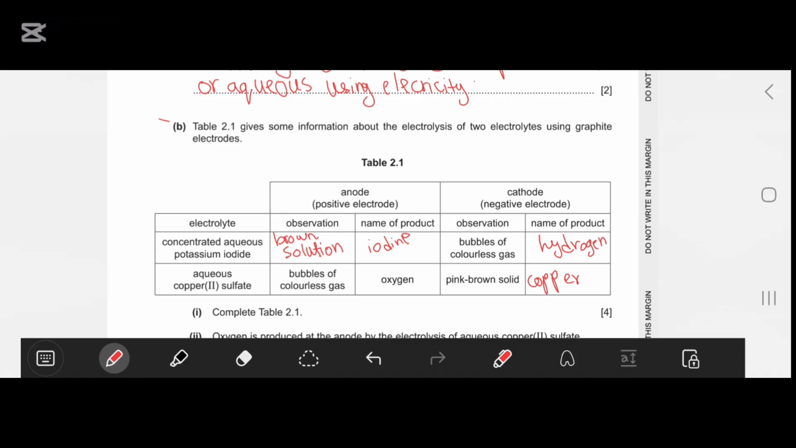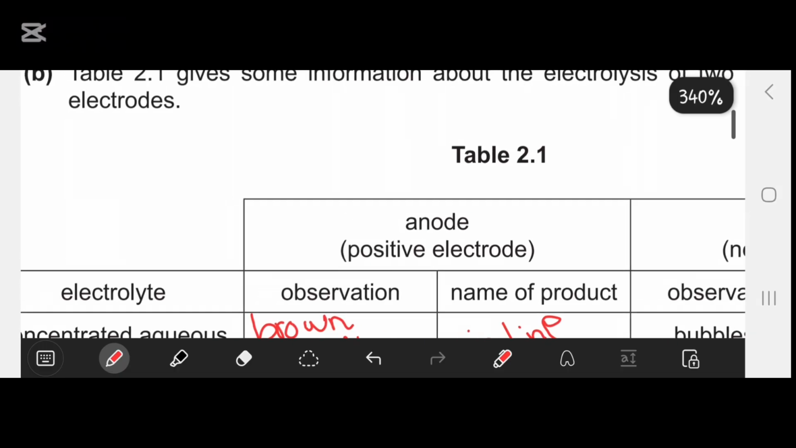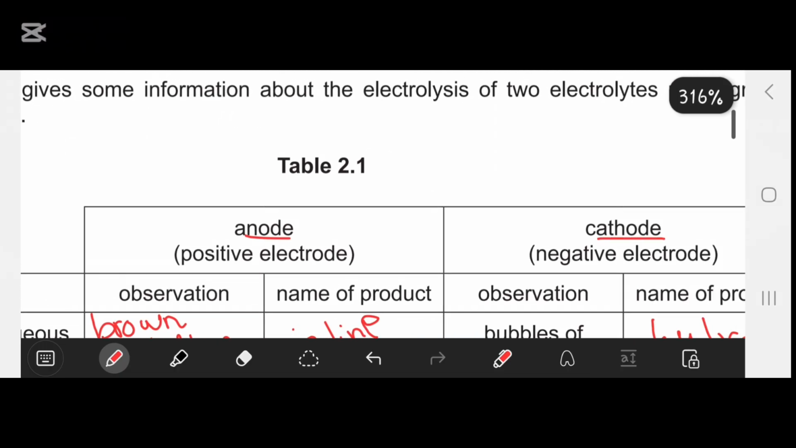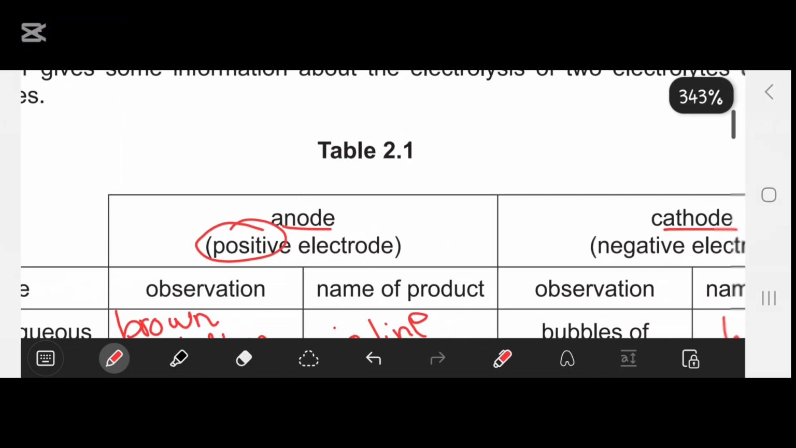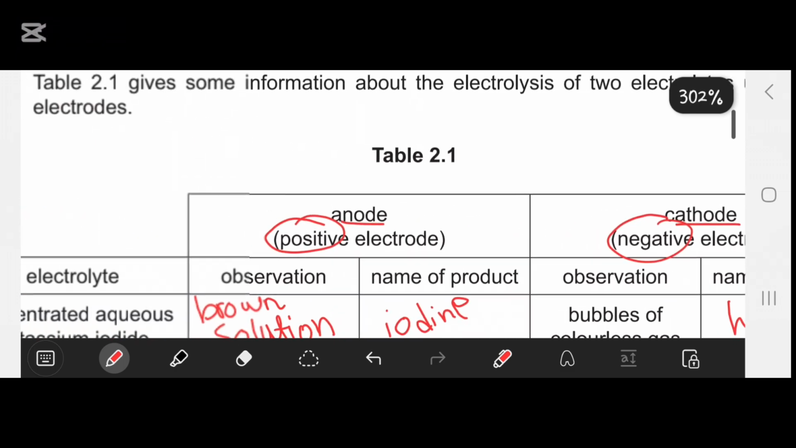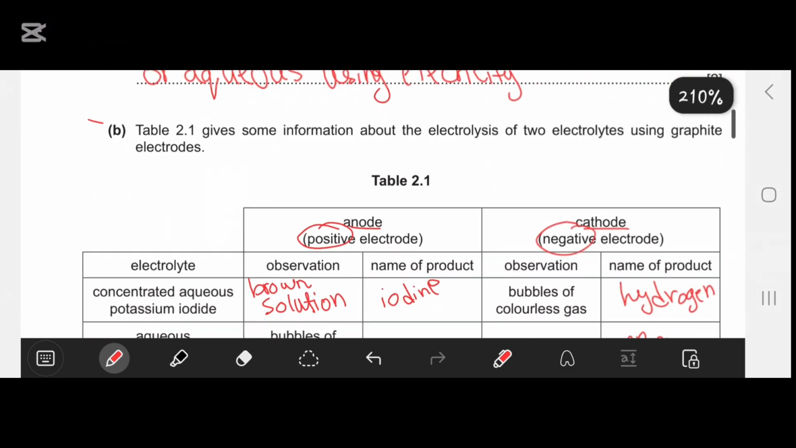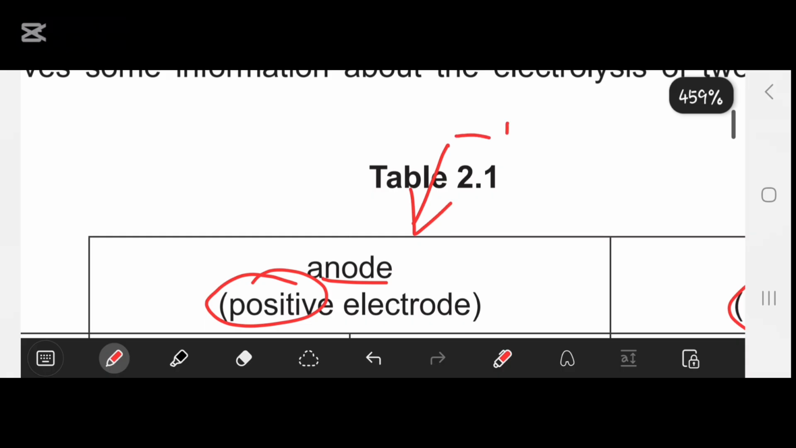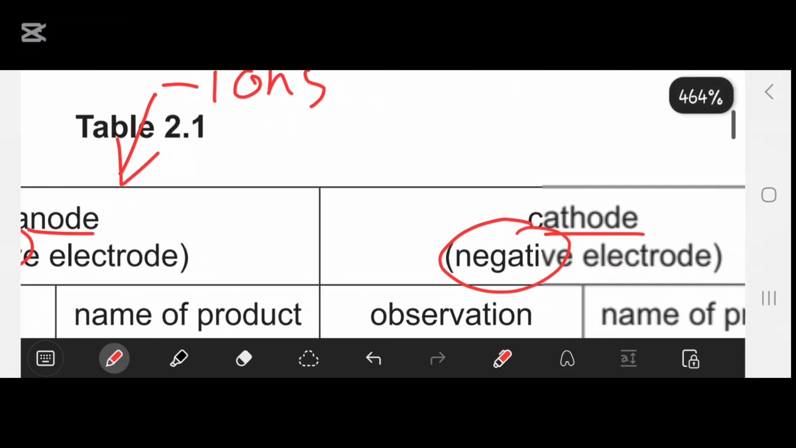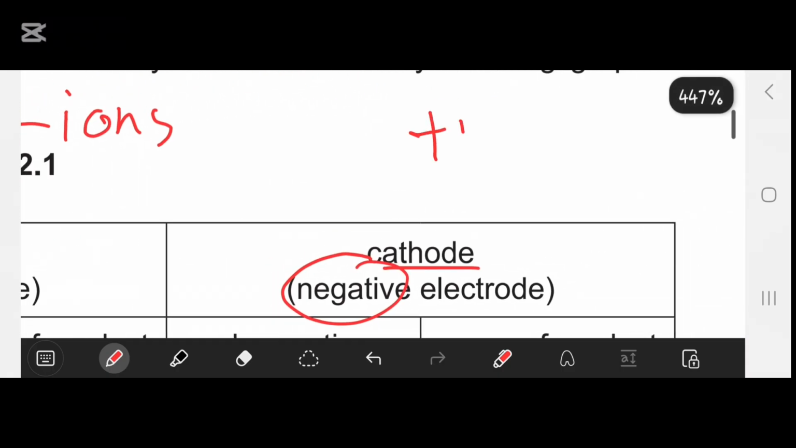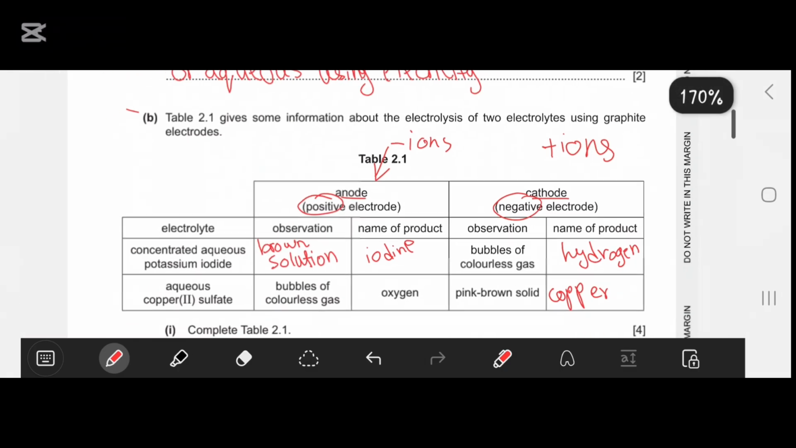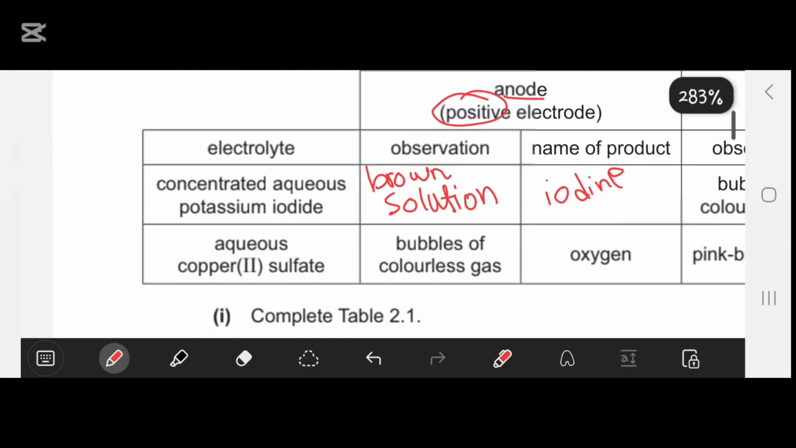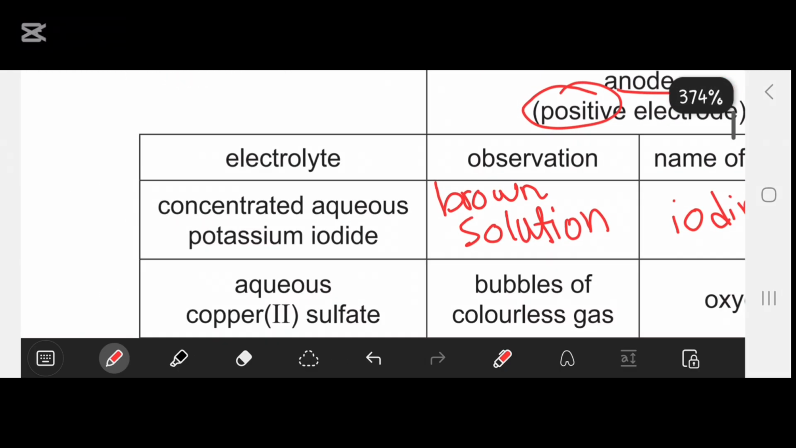Alright, so this question we have is about electrolysis. So we have the anode and we have the cathode. We know that the anode is positive, the cathode is negative. We know that in electrolysis, the anode attracts negative ions, the cathode attracts positive ions. But let's look here. We have the electrolyte. The electrolyte is the solution we have in the electrolysis.